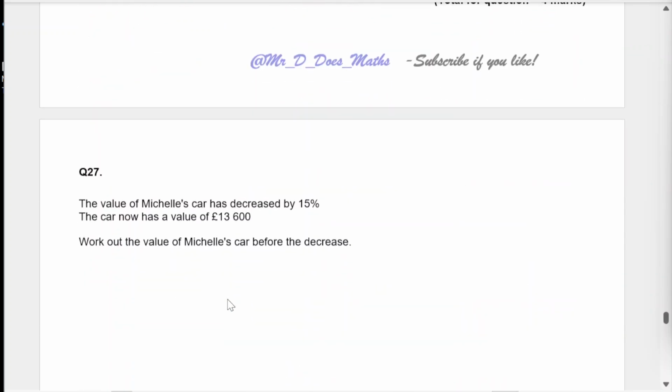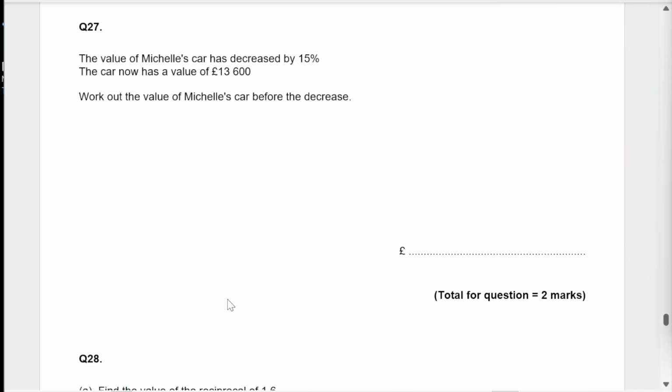Okay, question 27 then. The value of Michael's car has decreased by 15%. The car now has a value of 13,600. Work out the value of Michael's car before the decrease. So if something's been decreased by 15%, it's a multiplier of 0.85. So the original price times by 0.85 is equal to 13,600. So the original price must be 13,600 divided by 0.85.